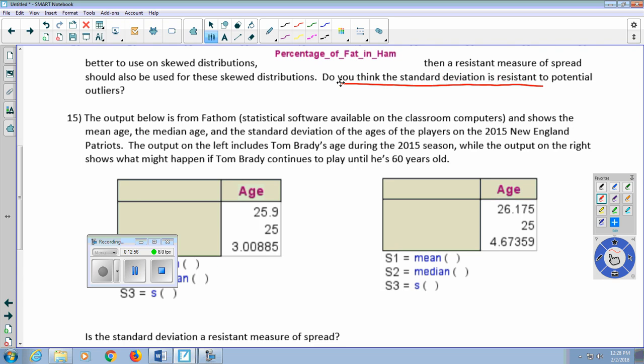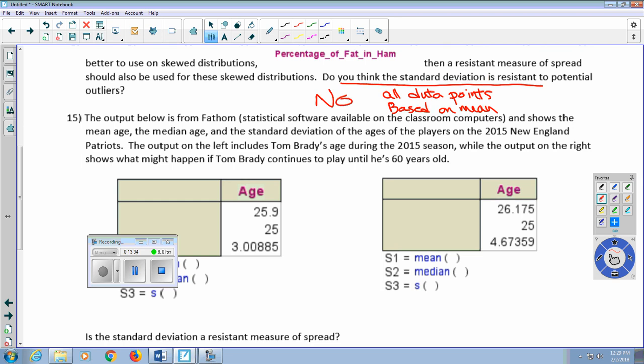And resistant means it's not going to change when you have an outlier. And I would say no. I mean, the standard deviation uses all of the data points to calculate it. And it's based on the mean, which we already know is not resistant. So the standard deviation isn't going to be a good measure of spread for skewed distribution.